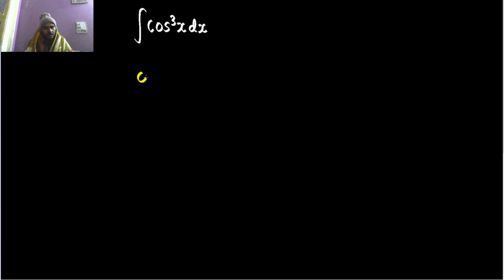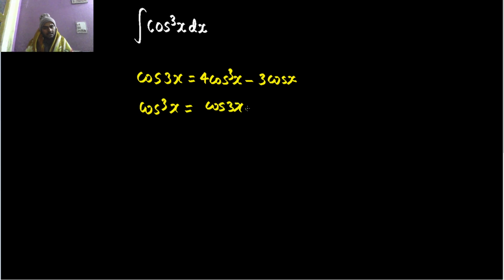So we know the formula of cos 3x, that is 4 cos cube x minus 3 times cos x. Now if you want to separate cos cube x from here, cos cube x in simplified version will be simply cos 3x plus 3 cos x divided by 4. Fine. Simply, if I integrate in the same step both sides, I will get what I need.